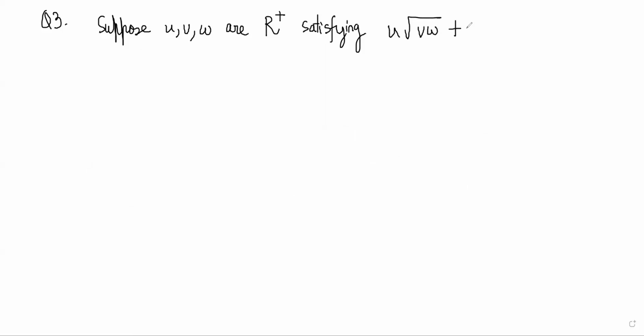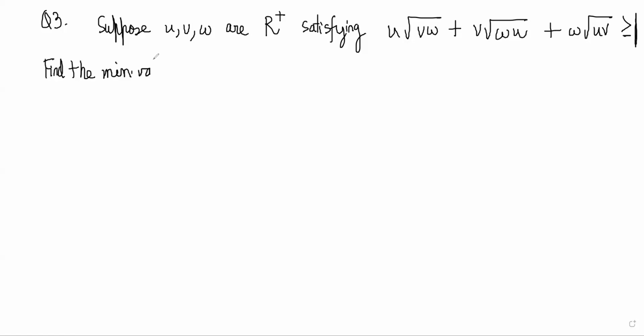Question number 3. Suppose U, V, W are positive reals satisfying U times root of VW plus V times root of WU plus W times root of UV is greater than or equal to 1, right? Find the minimum value of U plus V plus W.